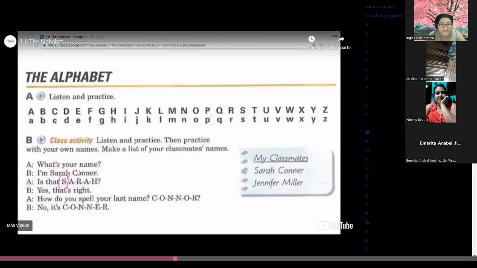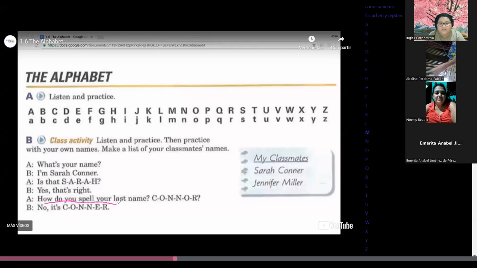Decimos, S, A, R, A y la última H. All right, y después decimos yes, that's right.